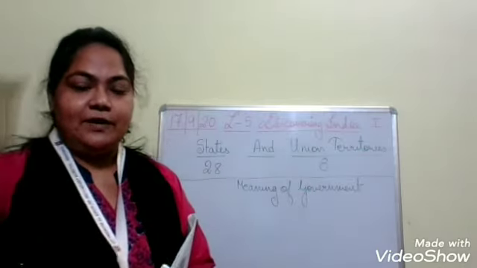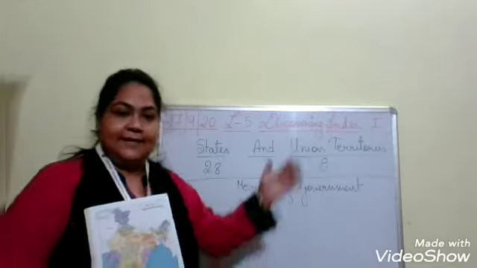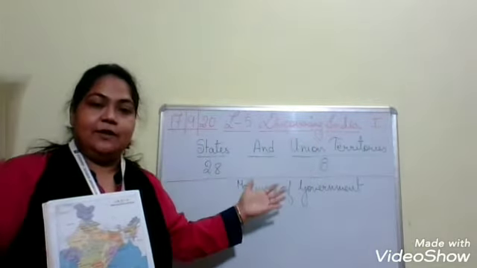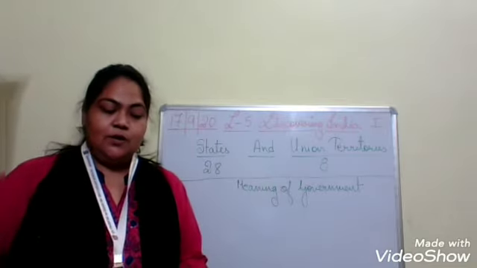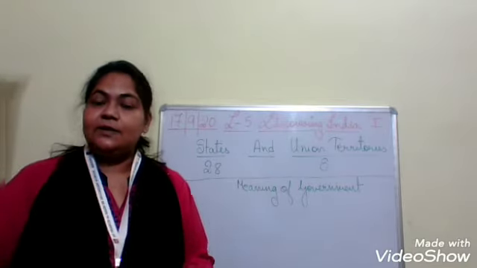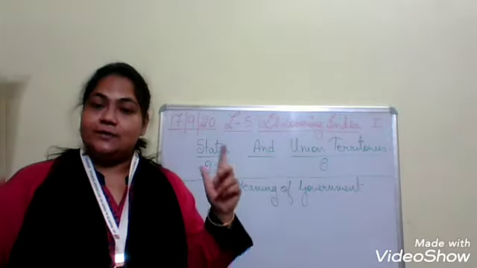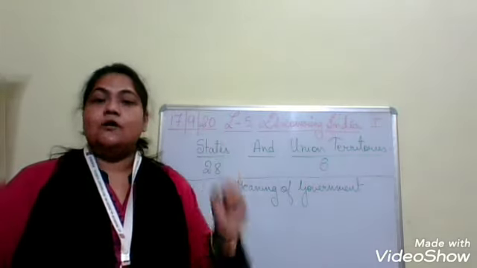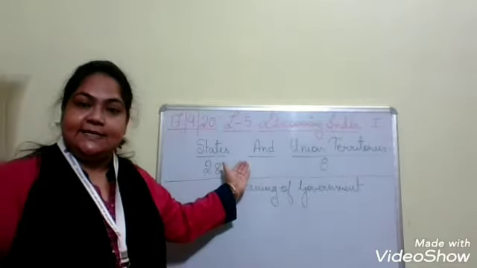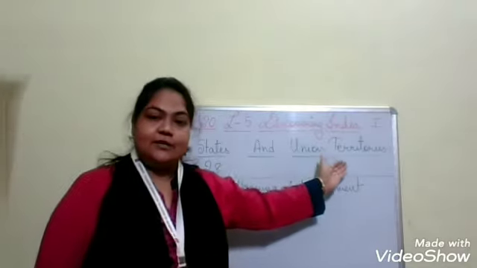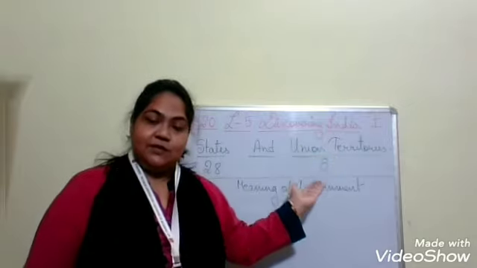Okay, children, now we are going to discuss the states and union territories, and we are also going to discuss the meaning of government. So, how are states formed, children? Villages, towns and cities together form a state. And how many states do we have? We have 28 states. And how many union territories do we have? We have 8 union territories.